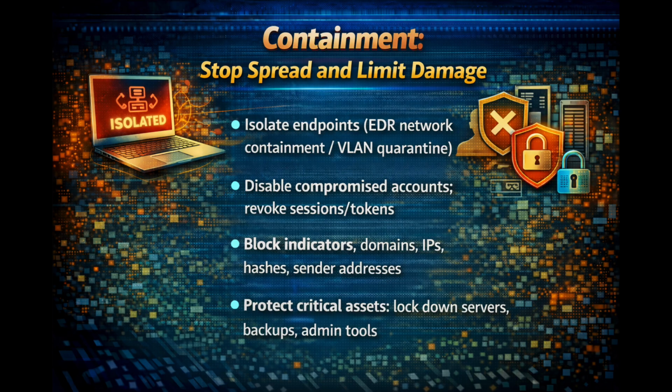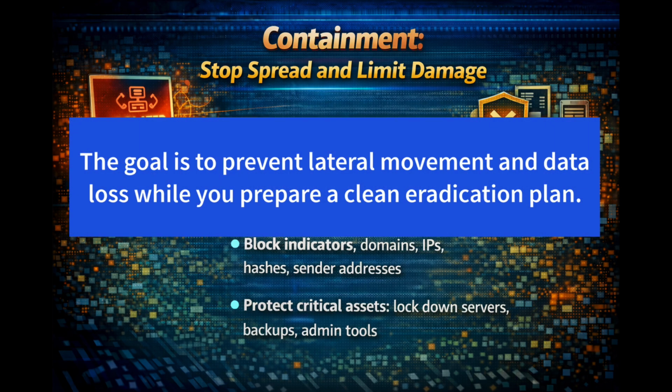Then block known indicators across your defenses: domains, IPs, file hashes, and malicious email senders, while remembering that attackers can rotate infrastructure quickly. Also protect your crown jewels. Tighten access to file servers, domain controllers, backup systems, and admin tooling. If ransomware is a risk, validate backups are offline or immutable, and that backup credentials are separate. Containment is not the end. It's buying you time. The goal is to prevent lateral movement and data loss while you prepare a clean eradication plan.